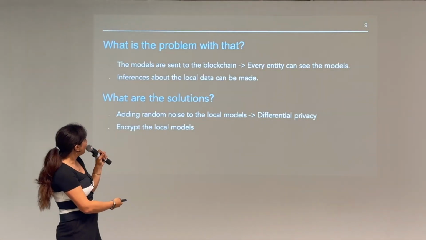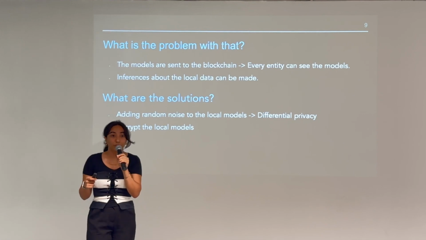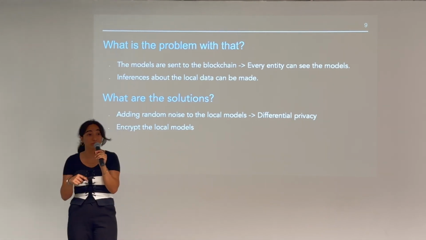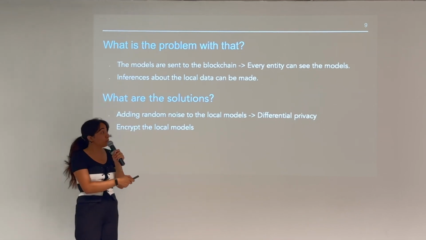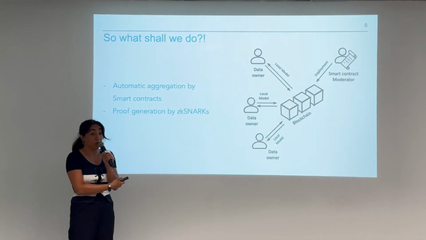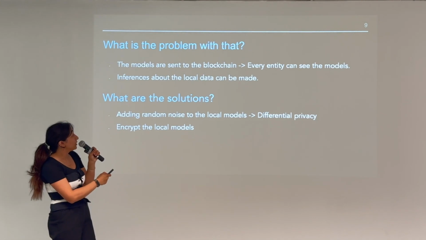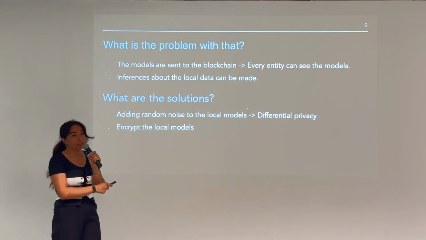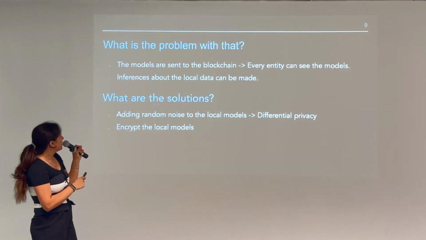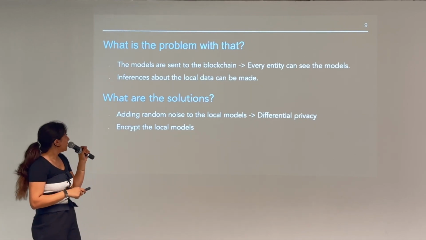But is this enough? Do you remember I told you that you're not sending your data to a central server, but you're sending your models to a central server? If we do this, you're still sending your models to a blockchain. Blockchain is completely public, so everyone is going to be able to see your models. They can still infer information from your model, which is not something that we want. We don't want anyone to infer any information from our local data.